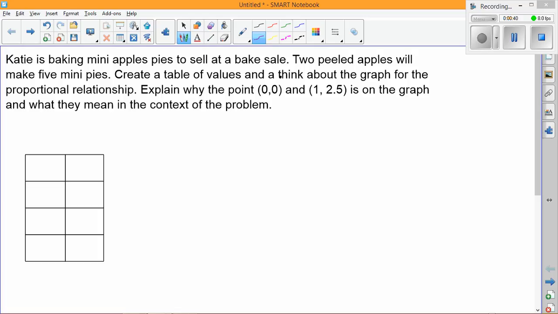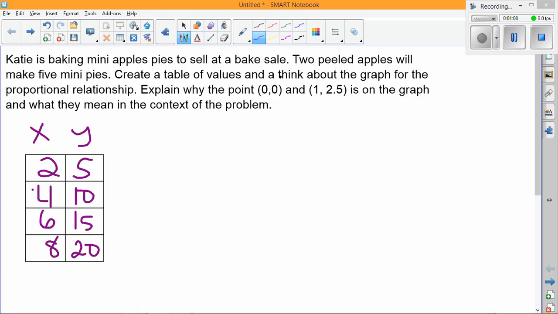So let's start off by making a quick table of values that we would graph, x and y. We'll let x equal the amount of apples and y equal the amount of pies. So for 2 apples, we're going to get 5 pies. Furthermore, I know that for 4, we'll have 10. For 6, we'll have 15. And for 8, we'll have 20 pies.